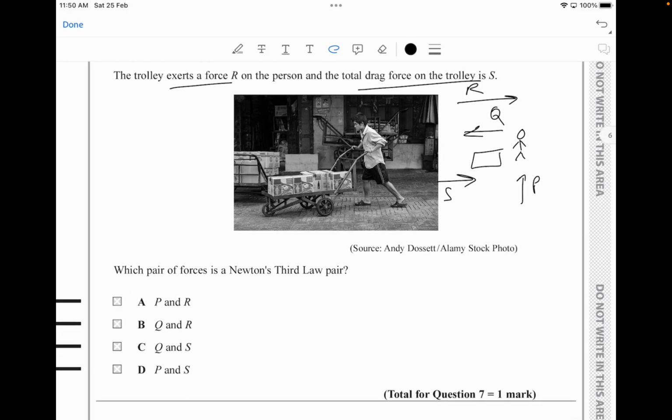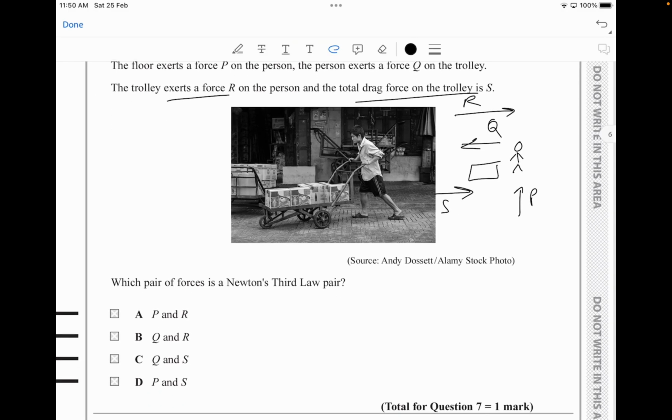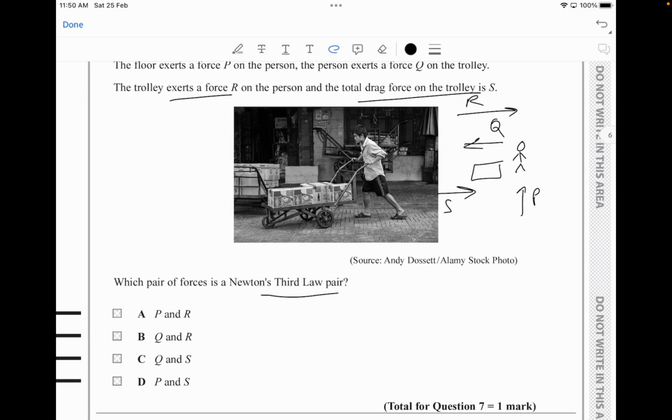So we have drawn, by the way, the free body diagrams in this case, and labelled all the forces and the arrows. So which pair of forces is Newton's third law pair? We know that Newton's third law states that when two objects interact with each other, they exert equal and opposite forces on each other, right? So that's going to be Q and R.